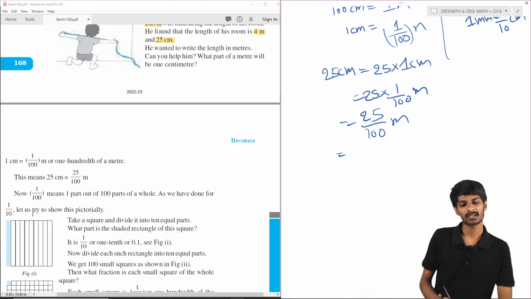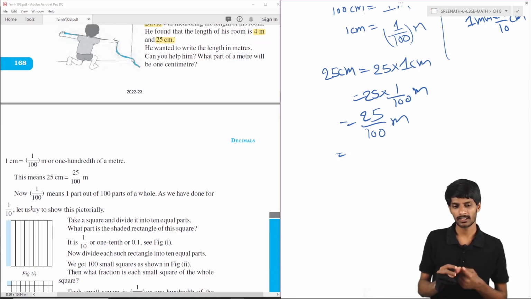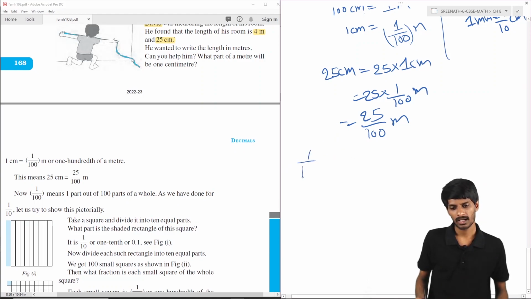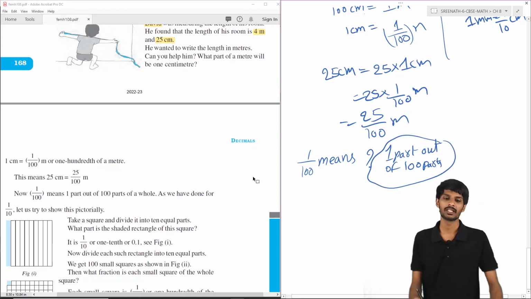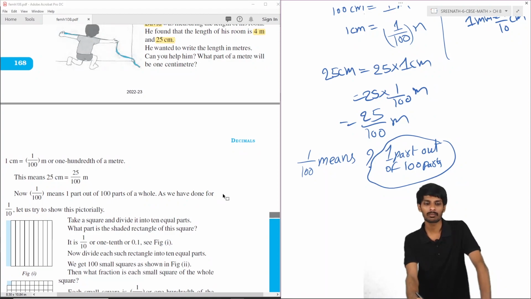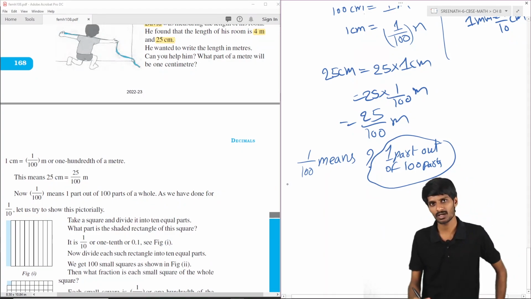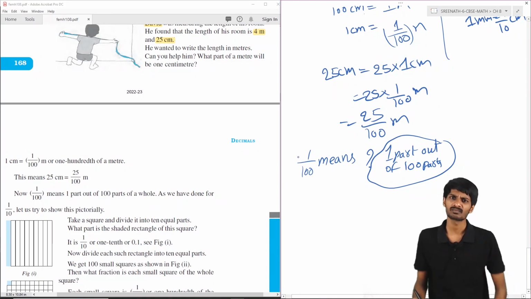As we have done for 1 by 10, let us try to show this pictorially. So 1 by 100 means what? It is nothing but 1 part out of 100 parts. That is the meaning. We have discussed 1 by 10, that is 1 part out of 10 parts of the whole, in the decimal form. Now we are going to learn about 1 by 100. It is also in the decimal form.